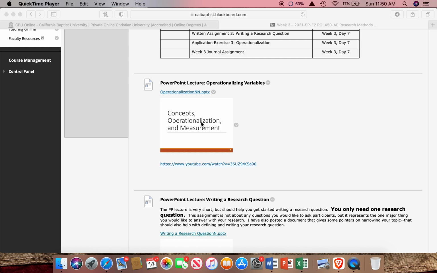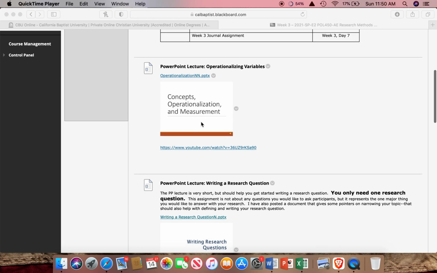And in our research question, chances are there will be a variable of sorts. Is this certain policy equitable amongst different races or different demographics? What we would find is that for those variable terms within that research question, we need to decide how we are going to measure that and how we are going to operationalize that. So that's going to be a key concept this week.